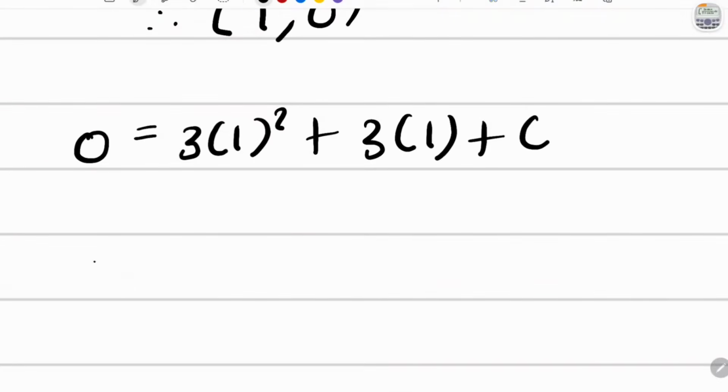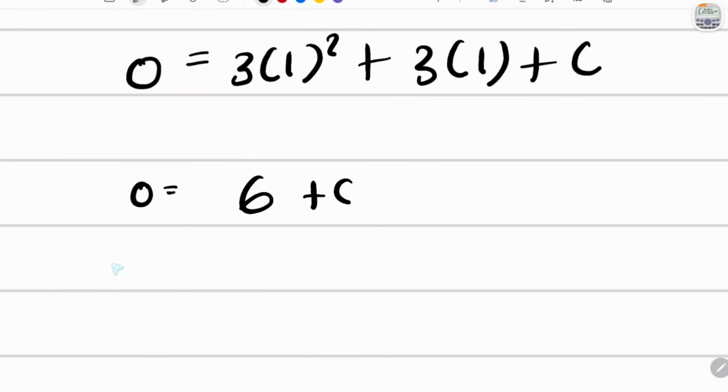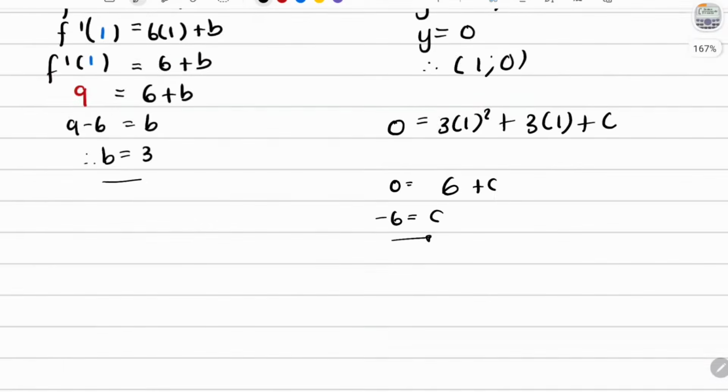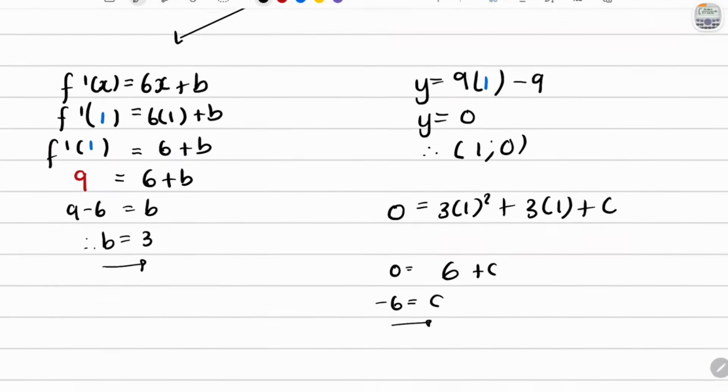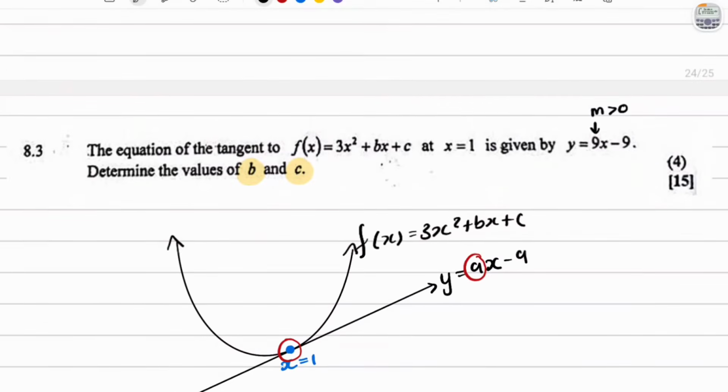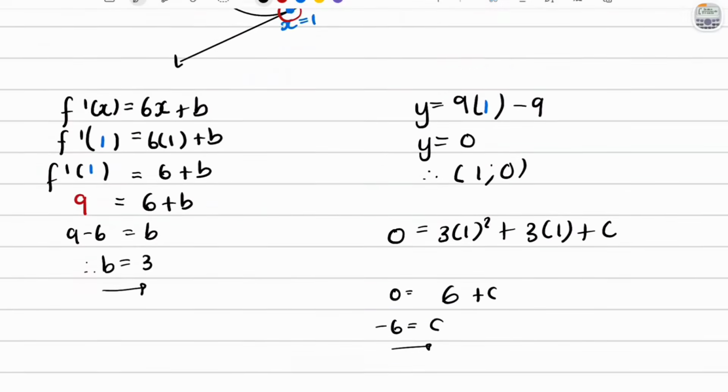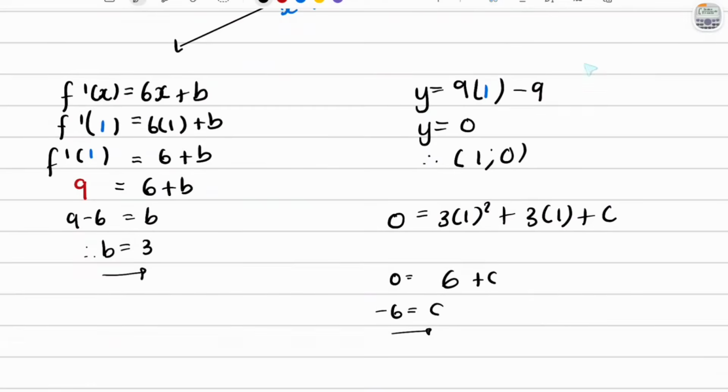So we have 0 is equal to 3 times 1 squared, which is just 3, plus 3, which is 6, plus c. Take 6 over, negative 6 is equal to c. So there you have c and you have b, and that's actually what they asked you to find. So that is that question, and that is the end of question 8. And then we move on to question 9.